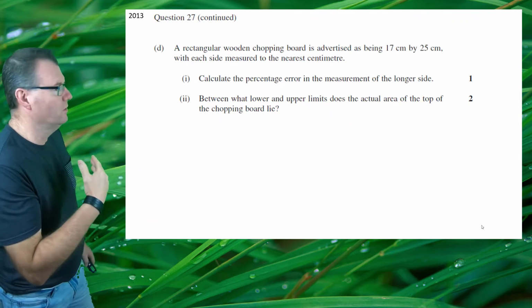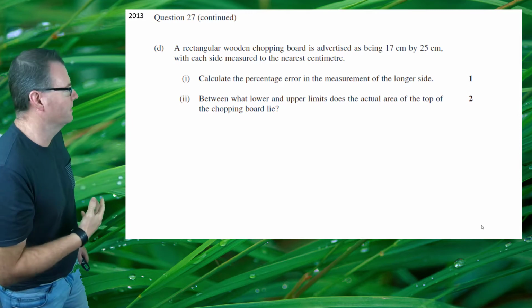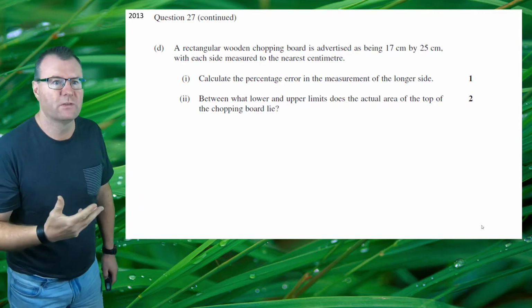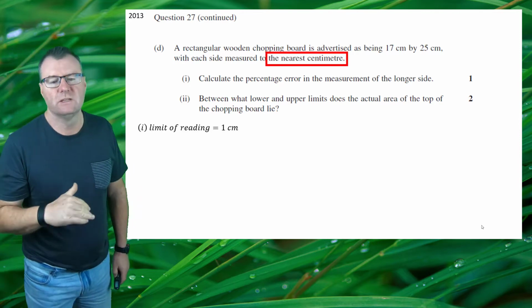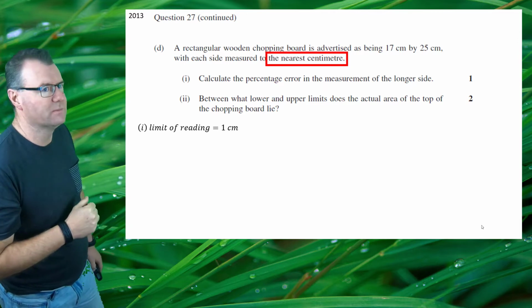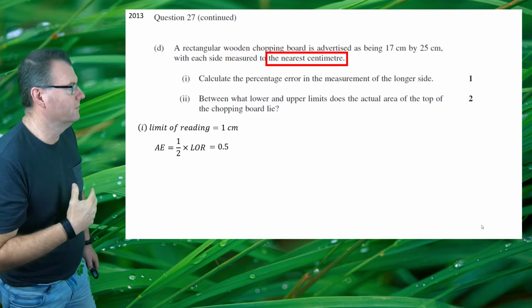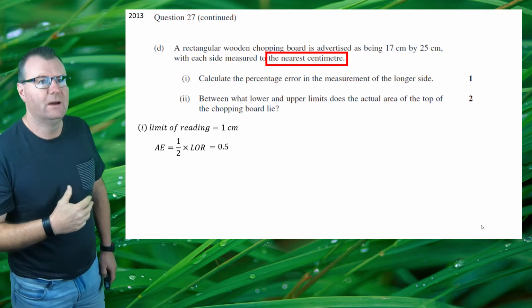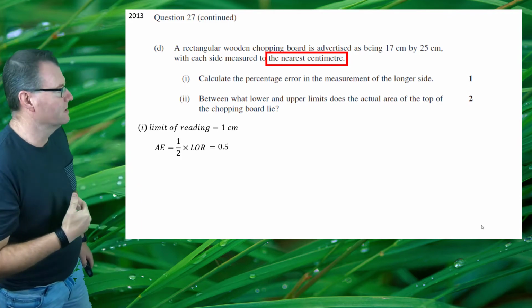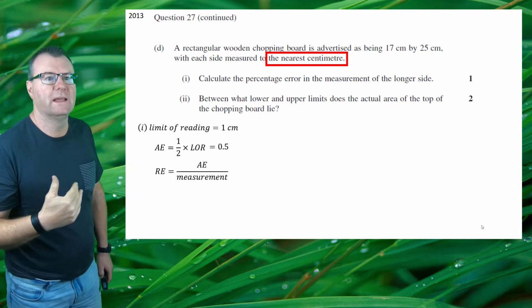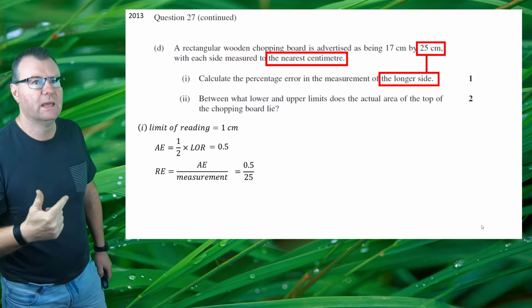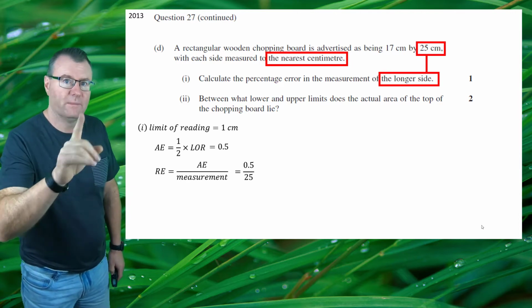One more. This one was not a multiple choice, unlike the previous one. So from 2013, it was broken up into a couple of parts. Couple of little tricks in this one, so let's go through. Part 1. The limit of reading I can see is 1 centimeter because it tells me it was done to the nearest centimeter. Which gives me an absolute error, half of that, of half a centimeter. Now, I've got to be careful and read the question because it says calculate the error of measurement on the longer side. So first let's go back to relative error for that.